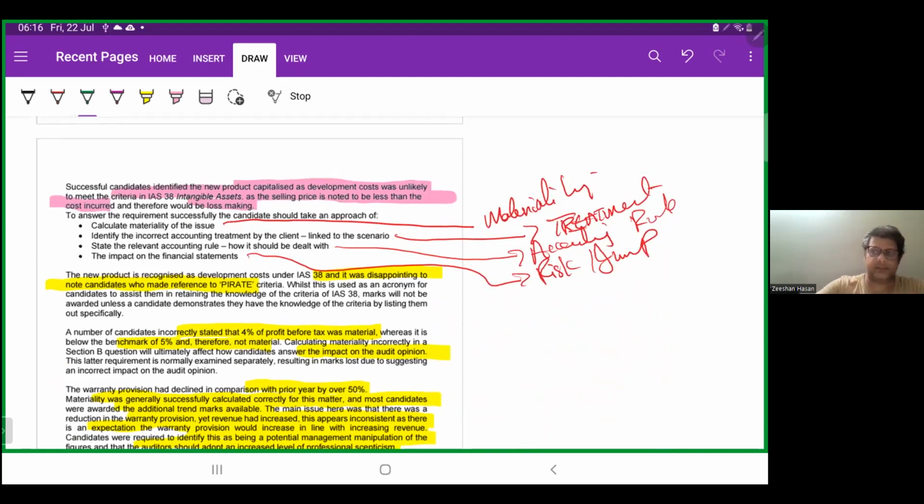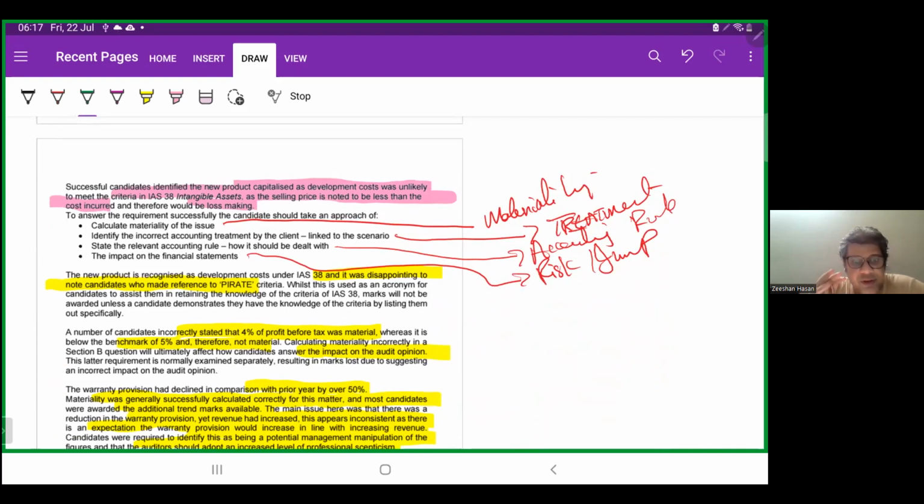Successful candidates identified the new product capitalized as development cost was unlikely to meet the criteria of IAS 38, as the selling price is noted to be less than the cost incurred, and therefore would be loss making.